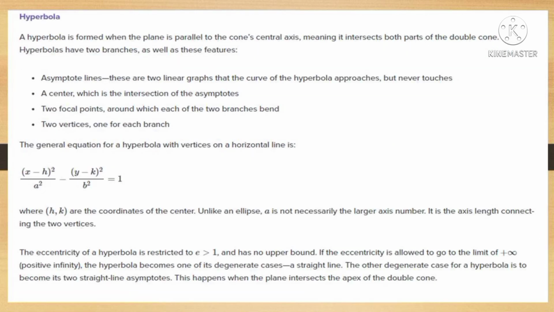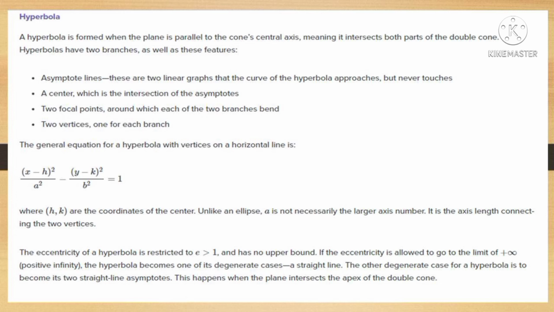A hyperbola is formed when the plane is parallel to the cone's central axis, meaning it intersects both parts of the double cone. Hyperbolas have two branches, as well as these features. First is asymptote lines. These are two linear graphs that the curve of the hyperbola approaches but never touches. A center, which is the intersection of the asymptotes. Two focal points, around which each of the two branches bend. Two vertices, one on each branch.